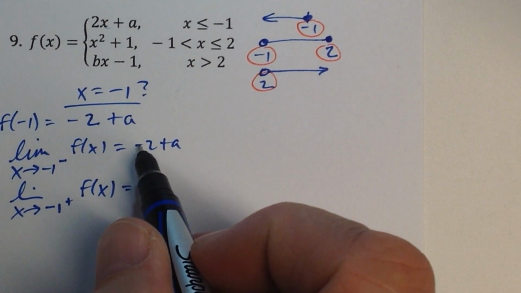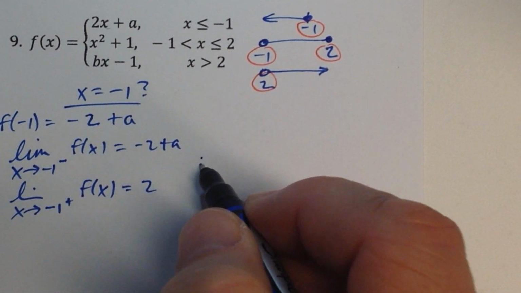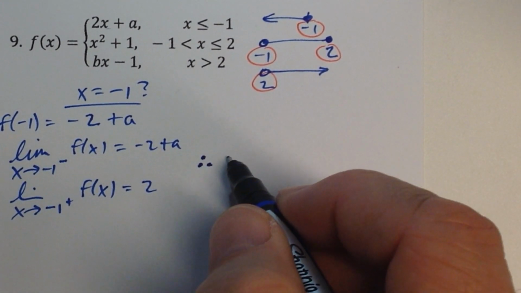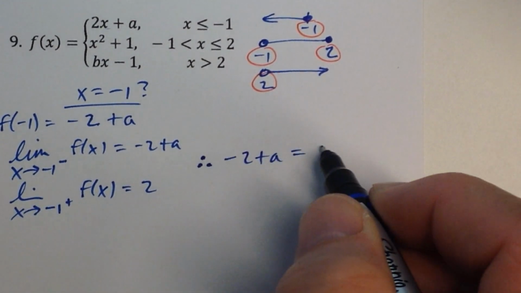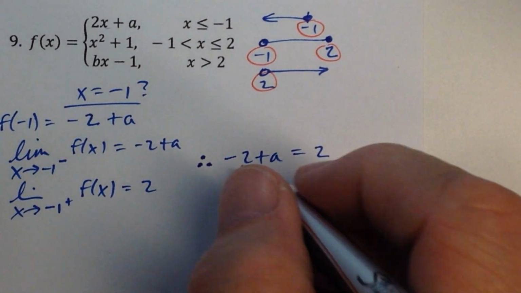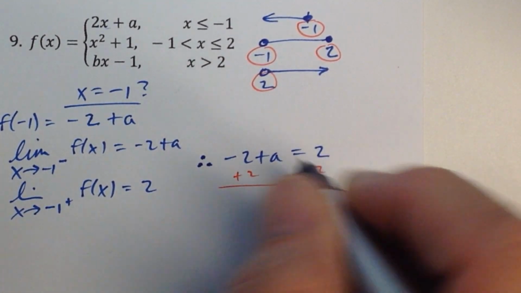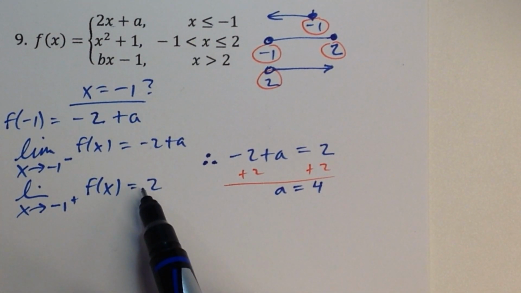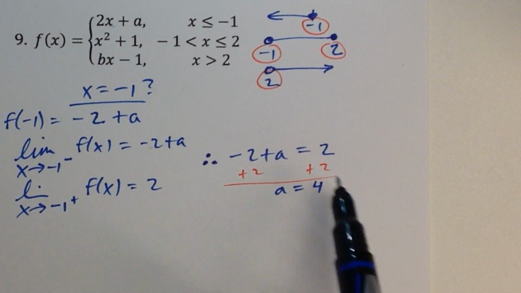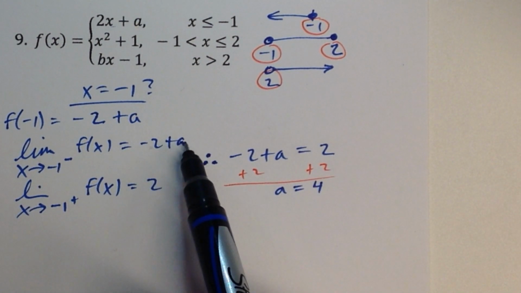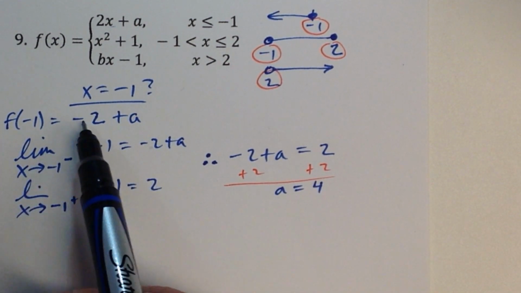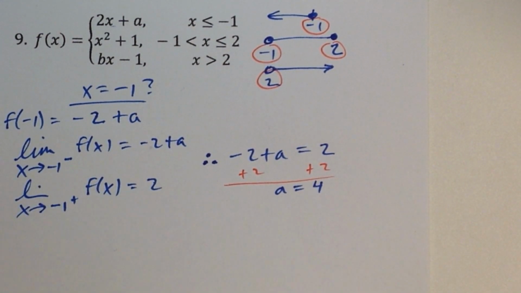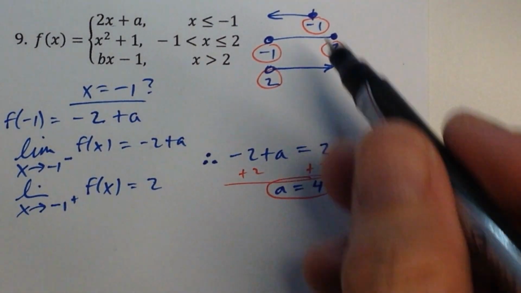Well, the limit from the left has to equal the limit from the right. Now, don't make the mistake of saying a is 0. Subtract and you get a equals 4. So the limit from the left equals the limit from the right. Therefore, the limit is the same as the value of the function. If a is 4, -2 plus 4 is 2, so f of -1 is 2. The limit is 2, and everybody's happy. The function is continuous at x equals -1.